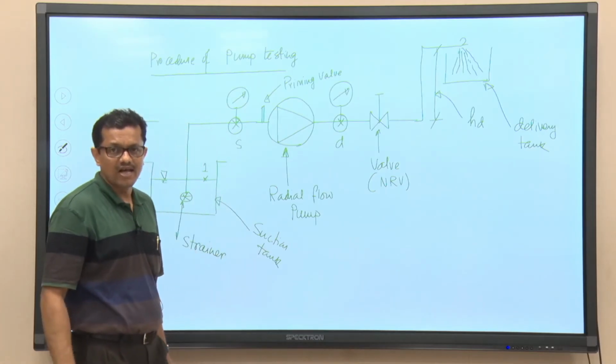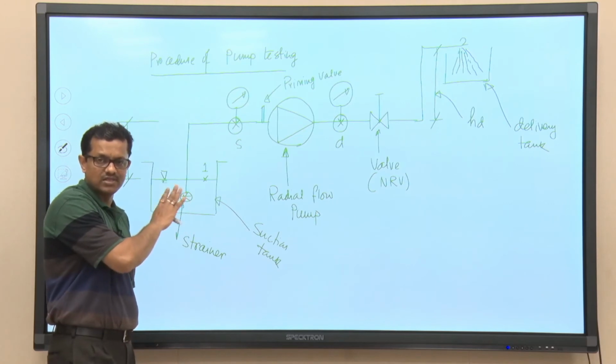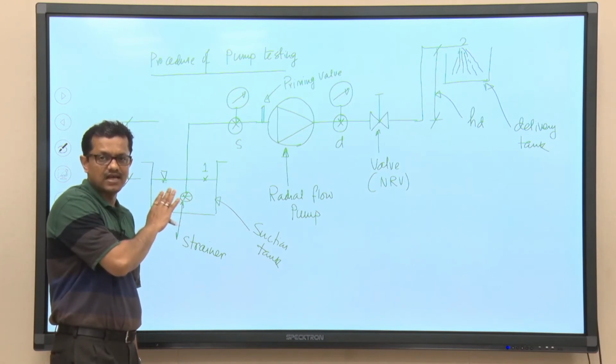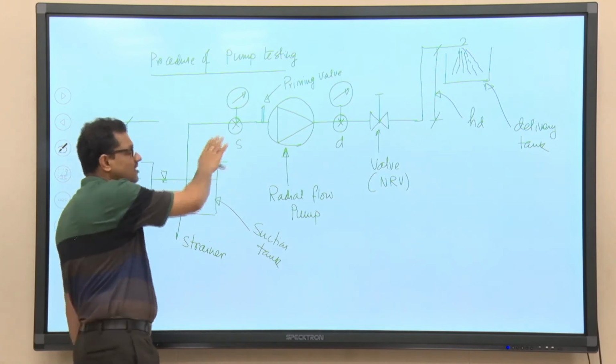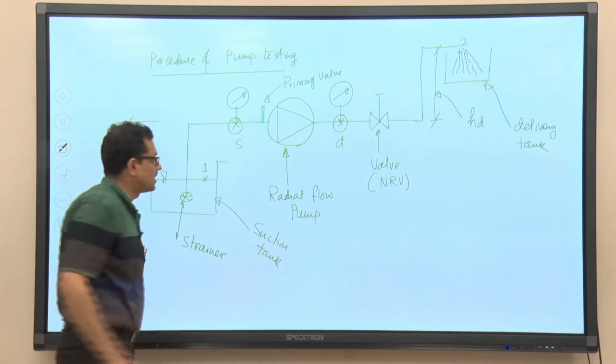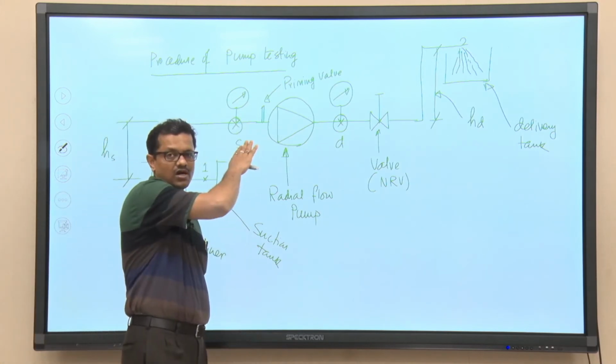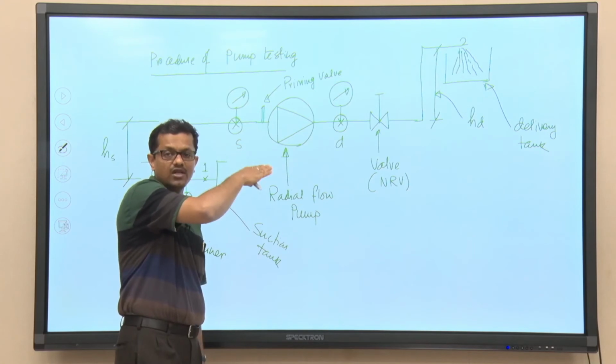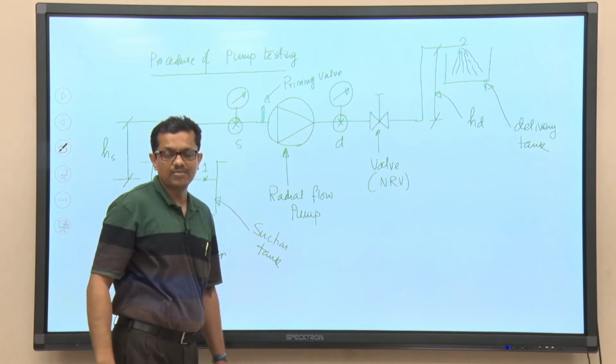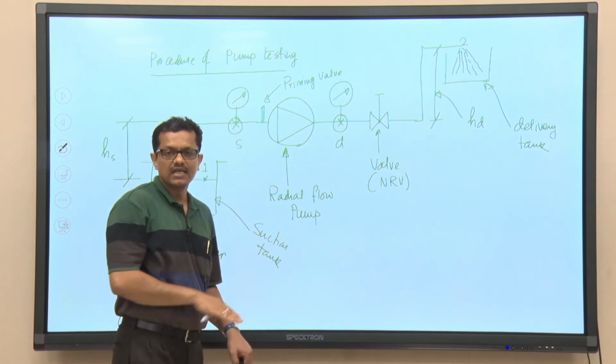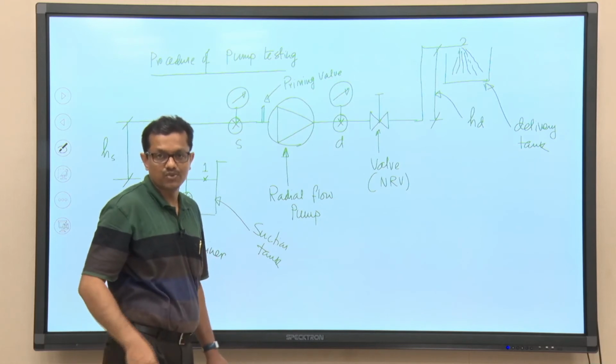Now, though I have discussed this circuit in the previous class, I am telling you again: the suction pressure is measured because this side is at negative pressure. So, suction pressure should not fall below the vapor pressure at the prevailing temperature, otherwise, as we have discussed in detail, cavitation will occur.